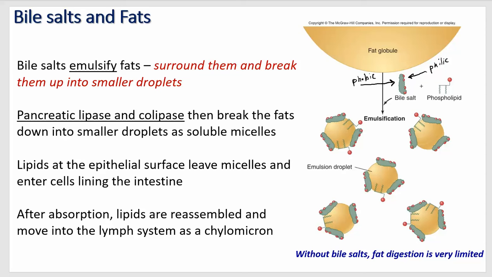So pancreatic lipase and colipase then break the fats down into smaller droplets as soluble micelles. So these are going to turn into micelles. We'll have pictures of that coming up. And then lipids at the epithelial surface leave the micelles and enter the cells lining the intestine. So that's the absorption phase. And then after absorption, they're reassembled and move into the lymph system as a chylomicron.